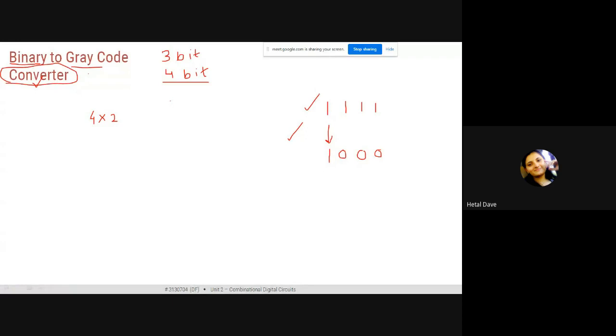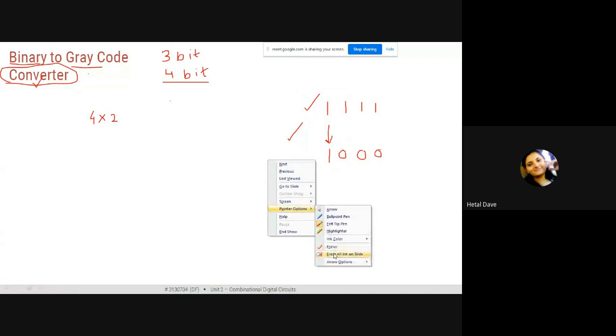So first, the definition. What is a code converter? A code converter is a kind of combinational circuit that will convert binary input to gray output. After the definition, the number of inputs and outputs: we have decided 4 inputs, 4 outputs. Then you can draw the block diagram with proper symbols. After the block diagram, our next aim is the truth table.